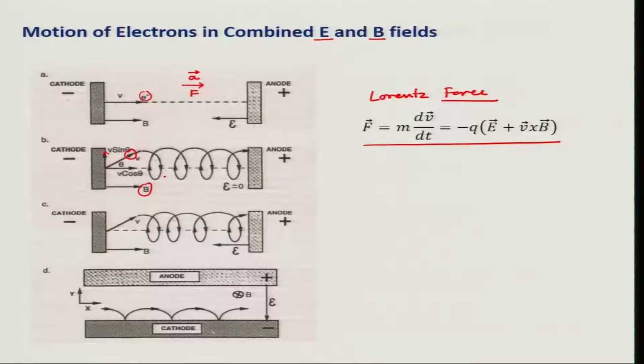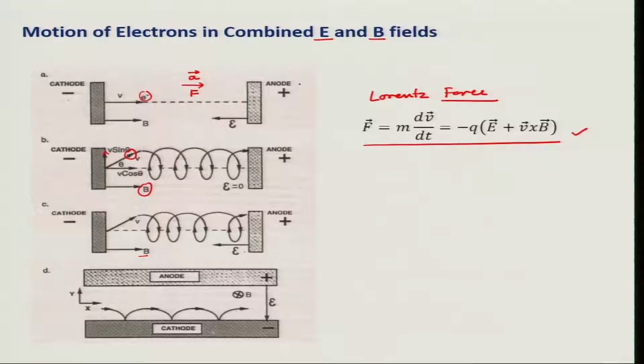which will try to move it in a perpendicular direction, and as a result of this v cross B, we will see a spiral movement of this electron towards the anode, okay, if the electric field is not present. If both electric field and magnetic field are present, then along with this spiral motion, the electron will also be accelerated towards the anode, and this spiral distance will keep increasing, okay. And all this you can calculate using this expression of Lorentz force, okay.